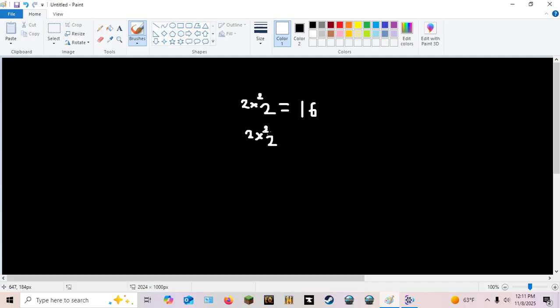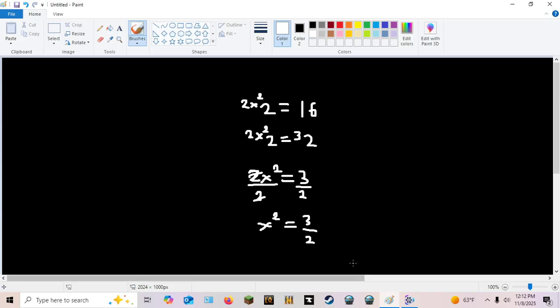I can use base 2 for 16, because it's 2 iterated to 3. And then I can just apply the same rule. If the bases are the same, the tetration heights must be equal to each other. 2x squared must be equal to 3. Now I want to get x by itself. We're solving for x squared first, so we're just dividing both sides by 2. These will cancel, giving us x squared is equal to 3 over 2.